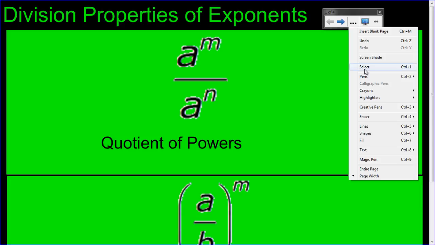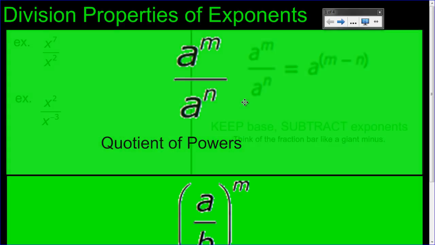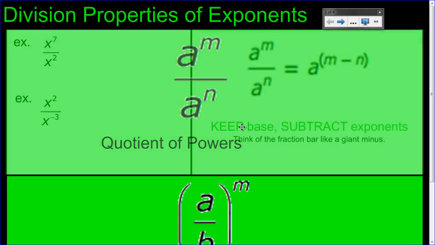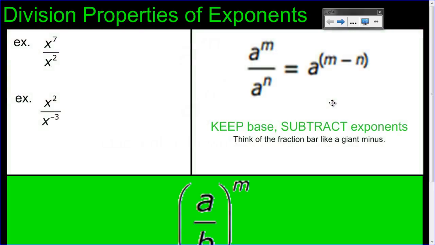So now we're going to talk about dividing with exponents. We've talked about negative exponents, and we've talked about multiplying with exponents. We're going to start with the quotient of powers property. It's when you have the same base being divided. When that happens, you keep the base and you subtract your exponents. It's just like the fraction bar is a giant minus sign, so you will subtract the exponents.